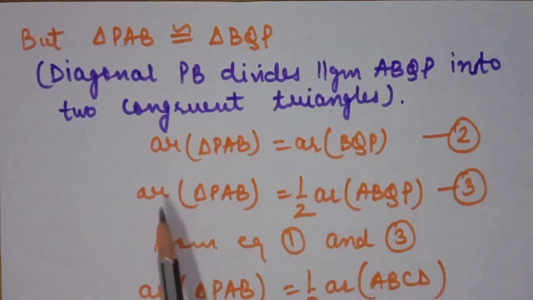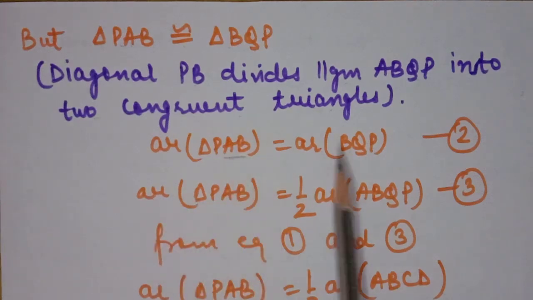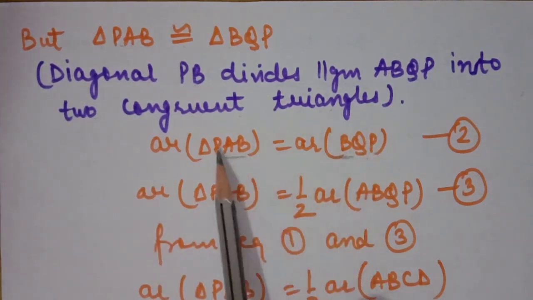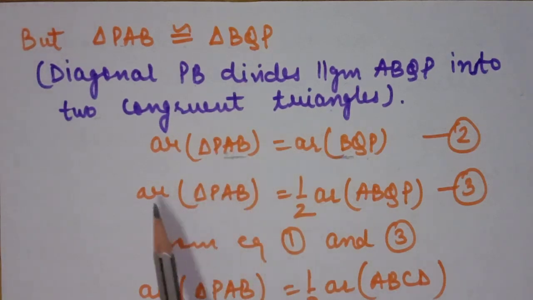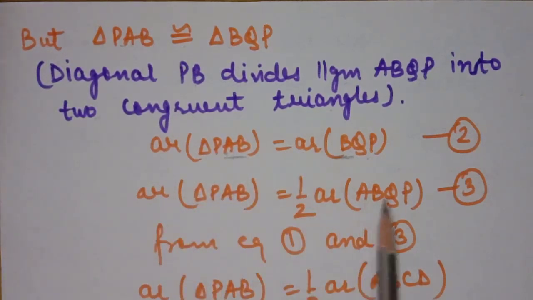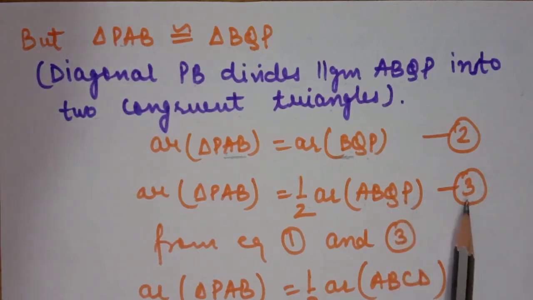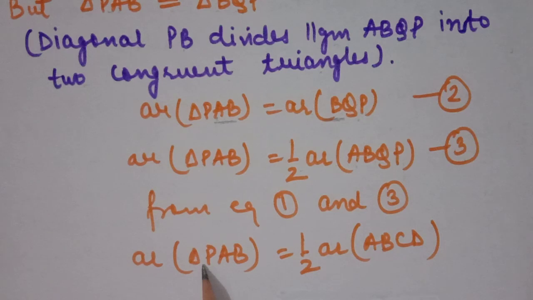Equation number second. We know it very well that because these two triangles are equal in area and they both are half of the parallelogram, area of PAB is equal to half of the area of ABQP. Equation number third. From equation number first and third, area of triangle PAB is equal to half of ABCD, because in equation number first we proved the areas of both parallelograms are equal to each other. This is your last result. Area of a triangle is equal to half of the area of a parallelogram when they are on a common base and lie between the same parallels. With this theorem, today's lecture is finished, students. Hope you enjoyed this lecture.